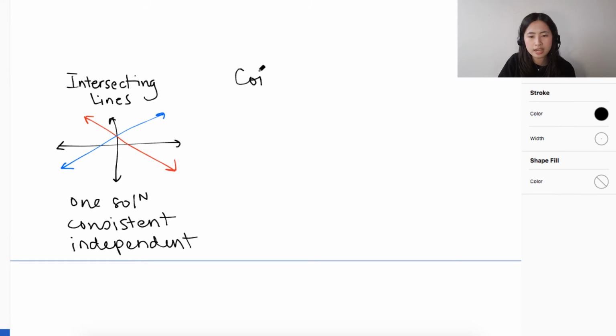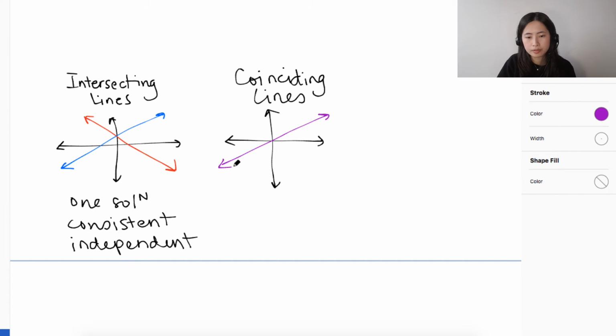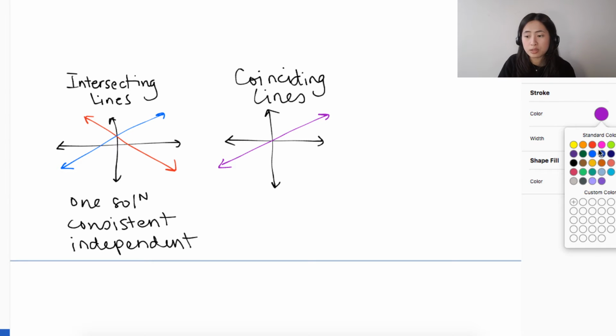However, if you have coinciding lines, coinciding lines means two lines overlap. It's exactly the same equation. That's what it means. If you have coinciding lines, it would look something like this. So x and y axis. Something like this. It doesn't have to pass through the origin, but it needs to be exactly the same line. Therefore, because they're coinciding, that means you can have infinitely many solutions.